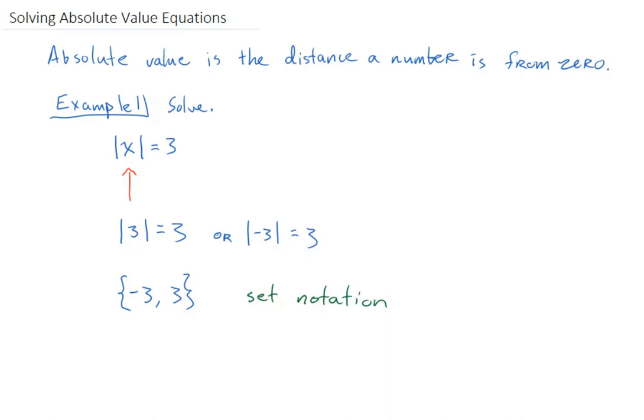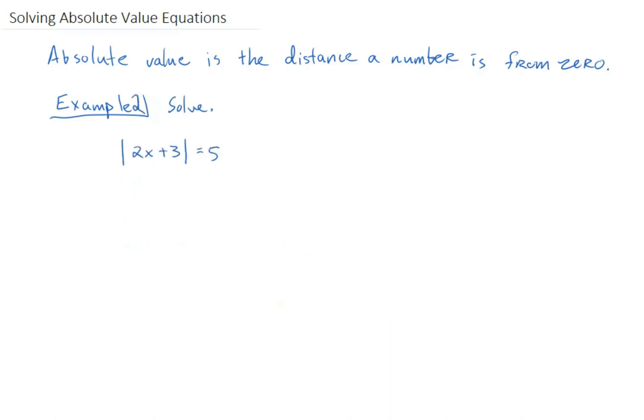Alright, let's look at a more complicated example now that we kind of have the idea of what it's going to mean when we solve an absolute value equation. Alright, let's do the absolute value of the expression 2x plus 3 equal to 5. Now this one's different because we have a more complicated expression inside of the absolute value bars instead of just one variable of x.